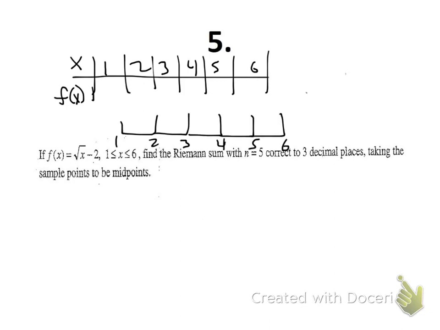So our width of each rectangle is 1 times, what's my first height? F of what? Cam? 1.5. Isn't the halfway point between 1 and 2 1.5? So put F of 1.5 plus F of 2.5.